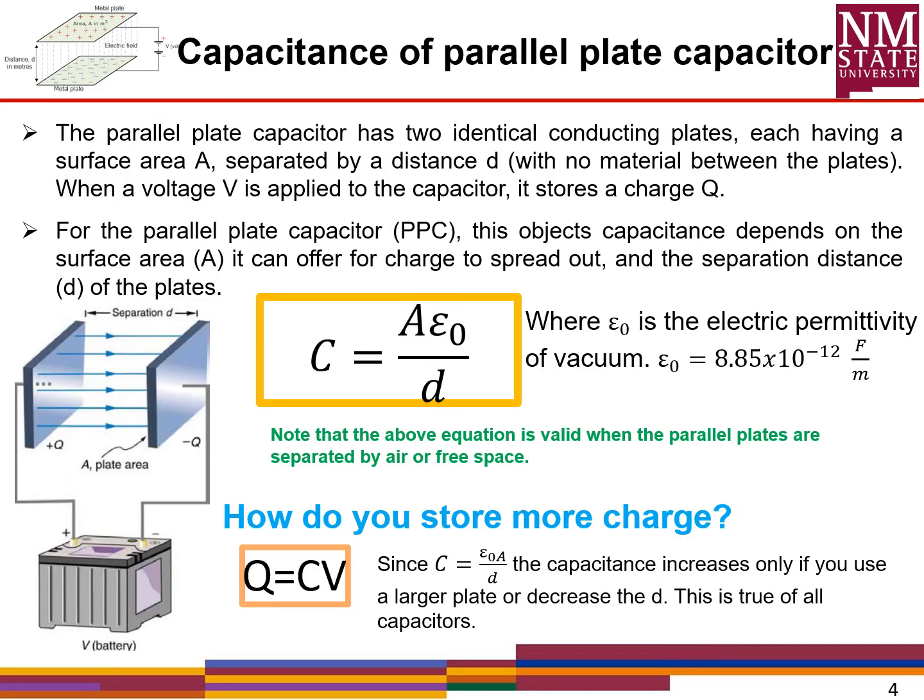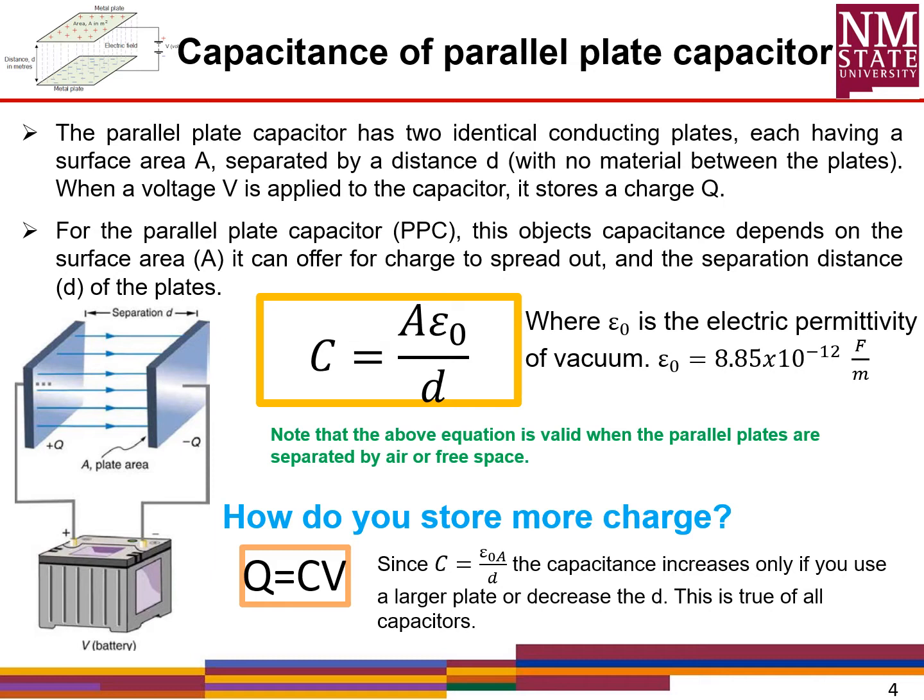So let's talk about the capacitance of a parallel plate capacitor. The parallel plate capacitor has two identical conducting plates. Here you can see it, each having a surface area capital A and separated by a distance, small d. Here's the small d. In this case, we assume we don't have any material in between these two plates. It's just air or free space.